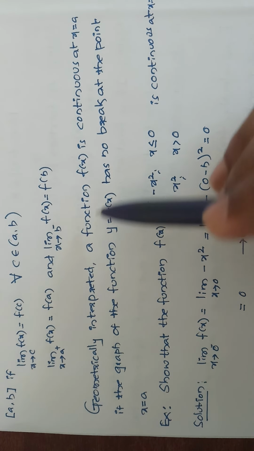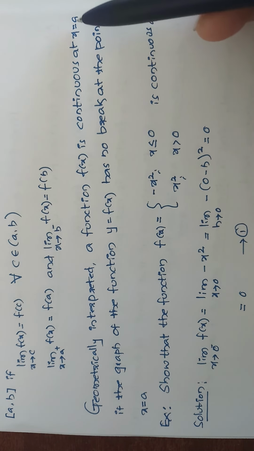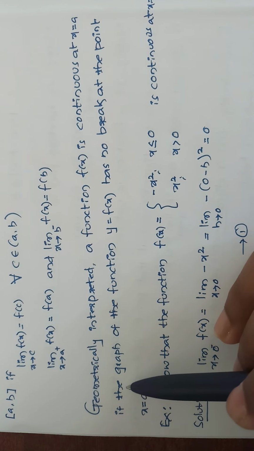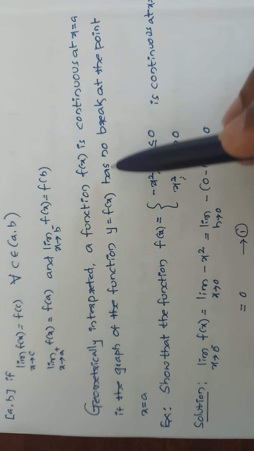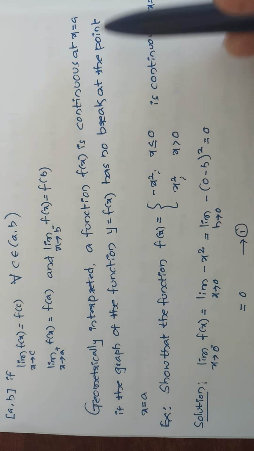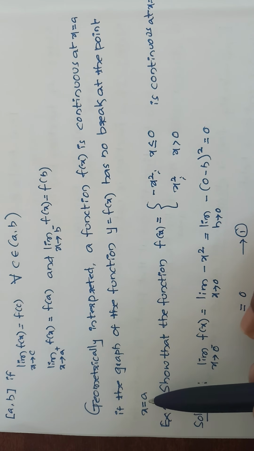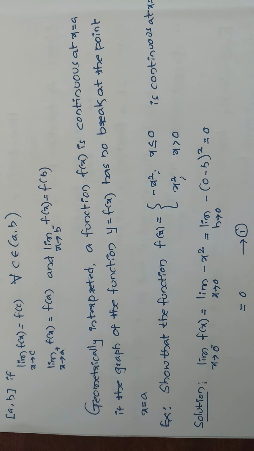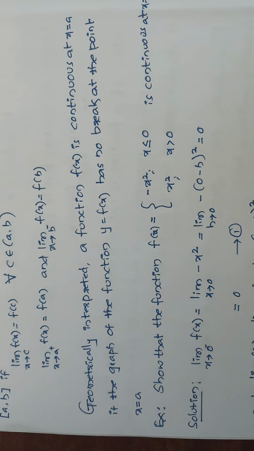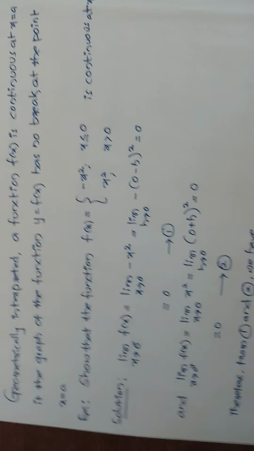Geometrically interpreted, a function f of x is continuous at x is equal to a if the graph of the function y is equal to f of x has no breakpoint at x is equal to a. So if you plot a graph and draw a line, the function shouldn't have any break. Then we can say it is continuous at that point.